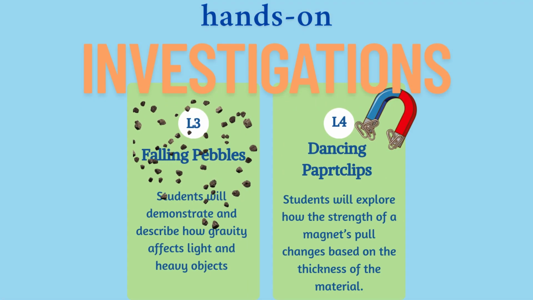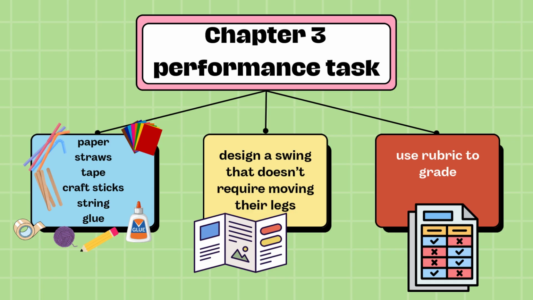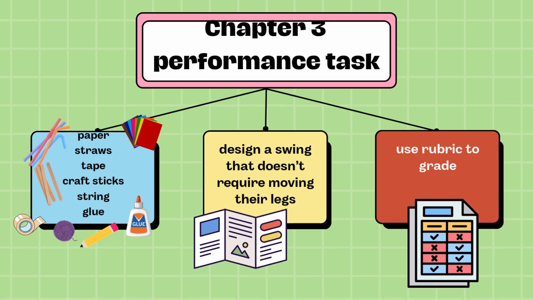Students continue with hands-on investigations. In Lesson 3, students will demonstrate and describe how gravity affects light and heavy objects. In Lesson 4, students will explore how the strength of a magnet's pull changes based on the thickness of the material. Chapter 3 ends with a performance task where students design a swing that does not require pushing and pulling legs, perfect for integrating engineering practices.